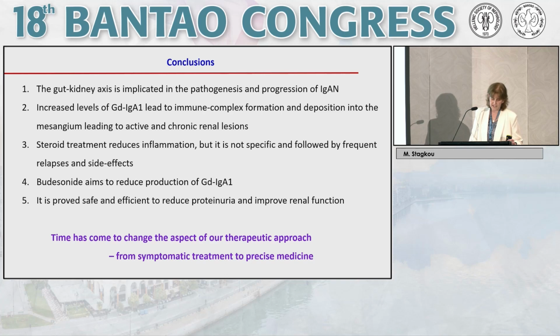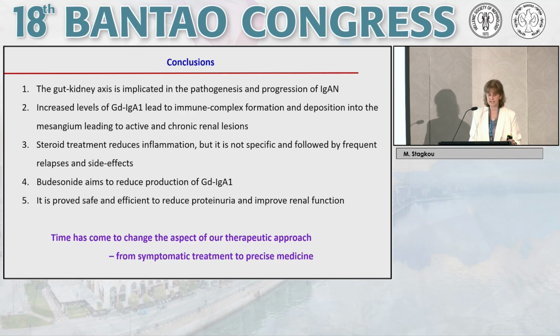So in conclusion, the gut-kidney axis is implicated in the pathogenesis and progression of IgA nephropathy. Increased levels of deficient glycosylated IgA1 lead to immune complex formation, deposition into the mesangium, and active and chronic lesions. Steroid treatment may reduce the inflammation, but it is not specific and is followed by frequent relapses and very high levels of side effects. Budesonide aims to reduce production of deficient glycosylated IgA1. It is proven safe and efficient to reduce proteinuria and improve renal function.